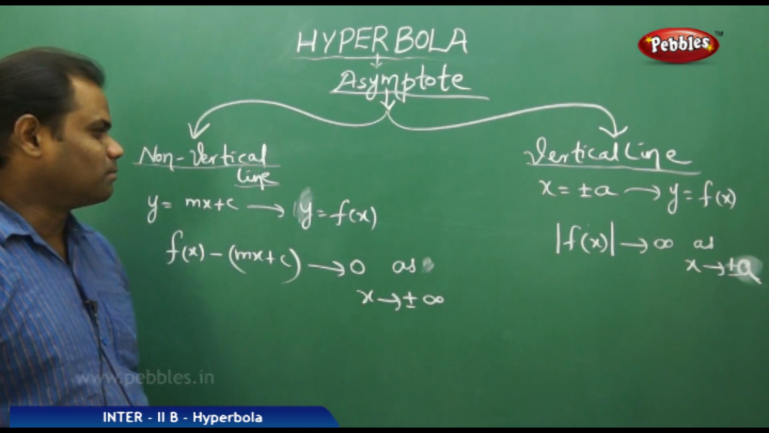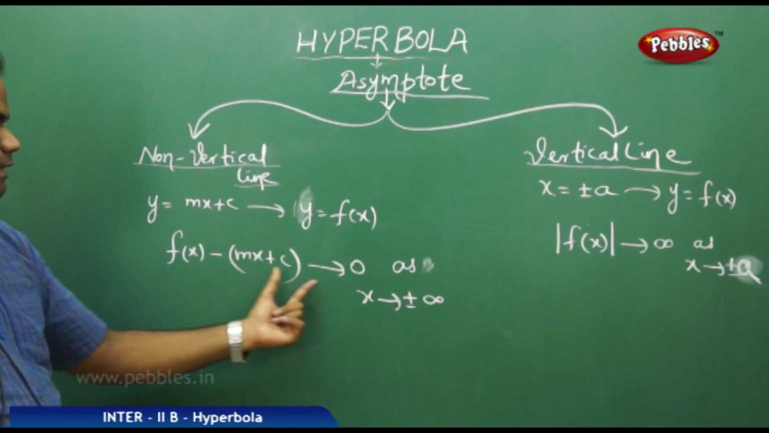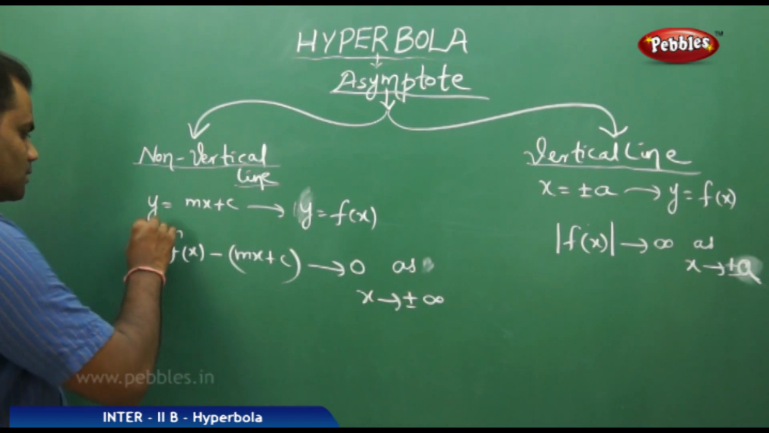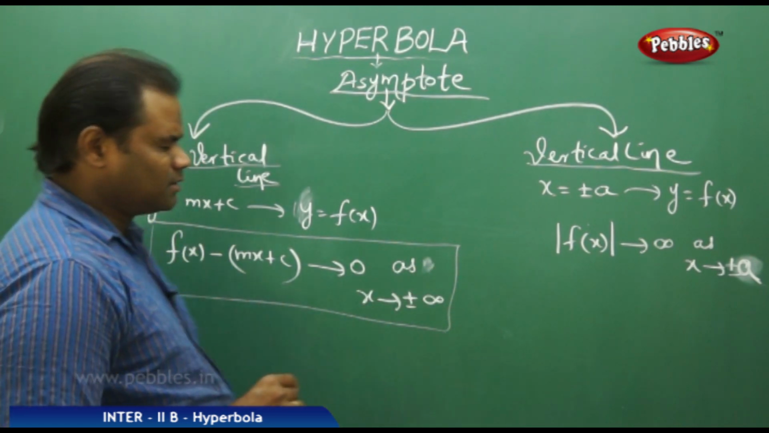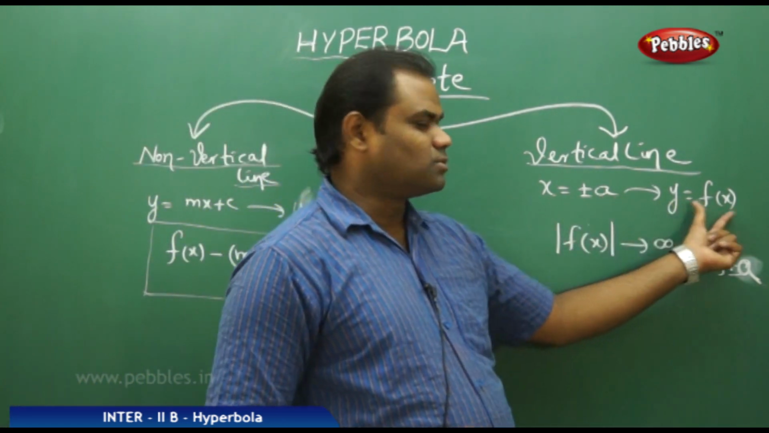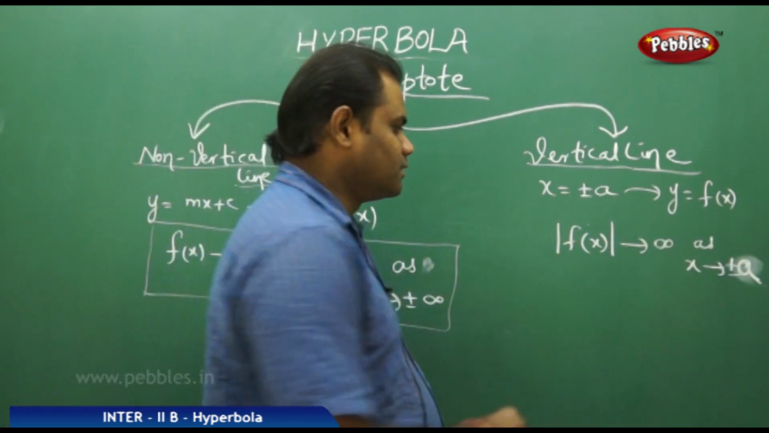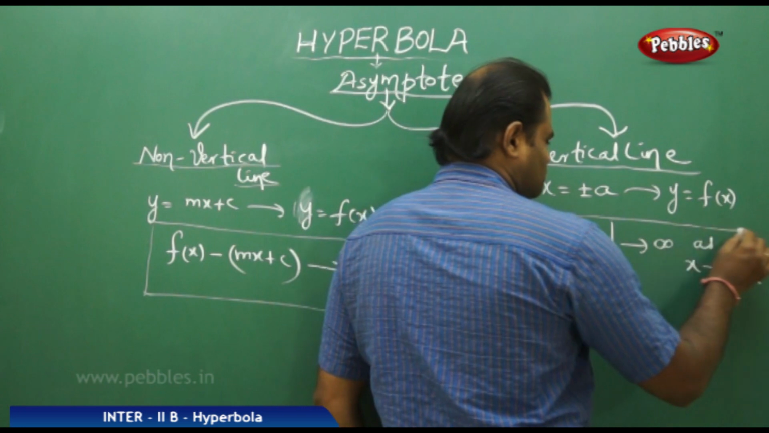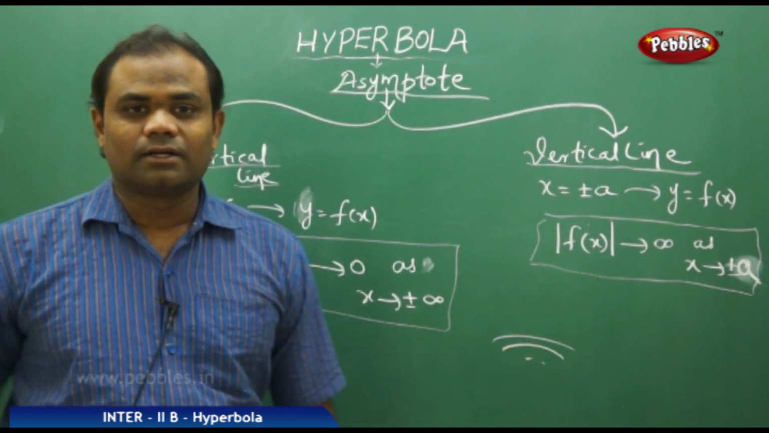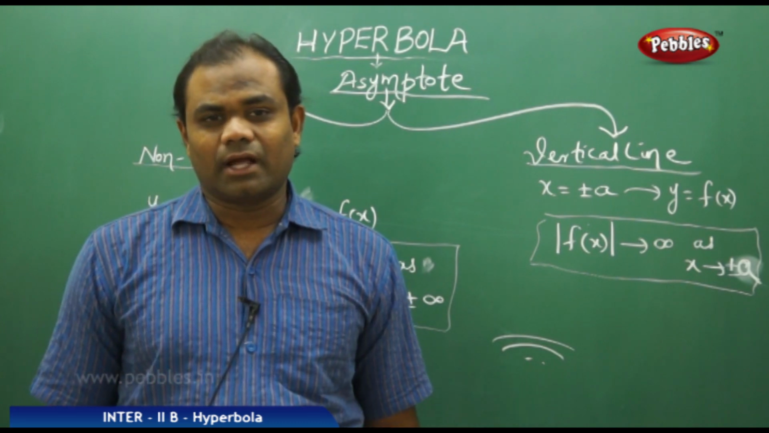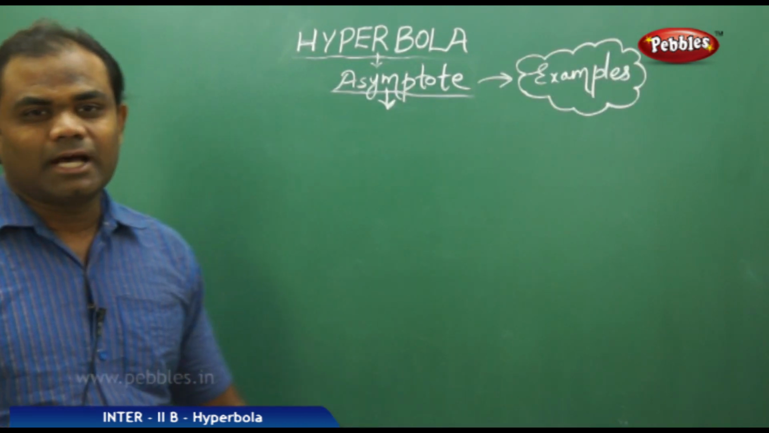Therefore, we have two formulae. One is a non-vertical line will be an asymptote if this tends to 0 as x tends to plus or minus infinity, and the second case being that this will be an asymptote as the vertical line if this tends to infinity as x tends to plus or minus a. This is how we understand the vertical asymptote and a non-vertical asymptote. Now let's see an example problem.